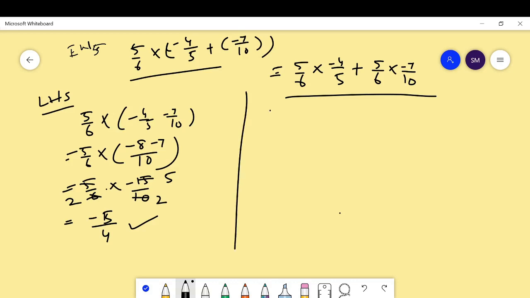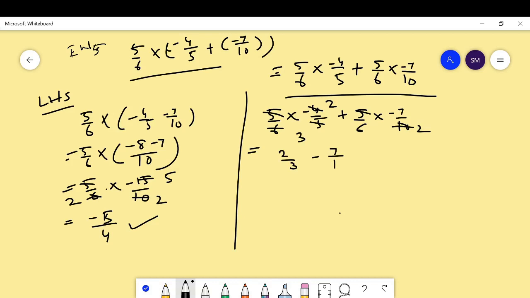Then take the RHS. RHS says 5 upon 6 into minus 4 upon 5 plus 5 upon 6 into minus 7 upon 10. 5 cancels, then 2 2s are 2, 3. Then we get 2 by 3 minus 7 by 12. Then here take the LCM 12. Then here we get 4 2s are 8 minus 7.